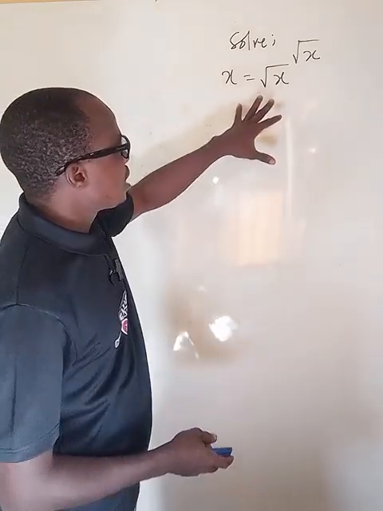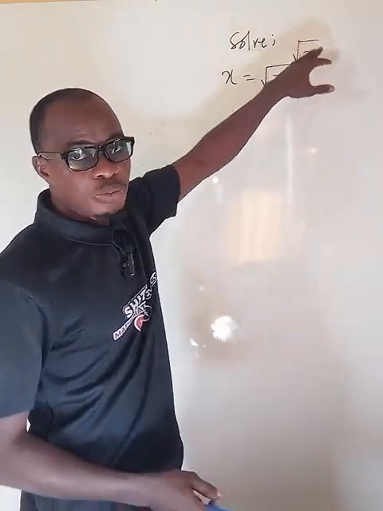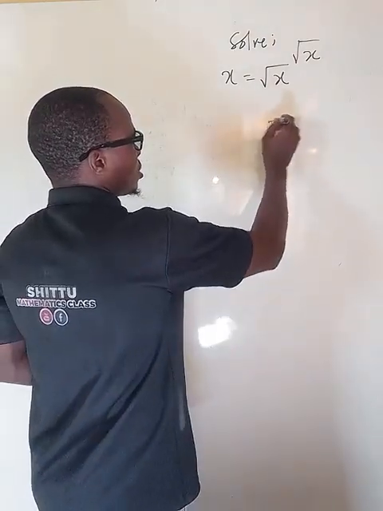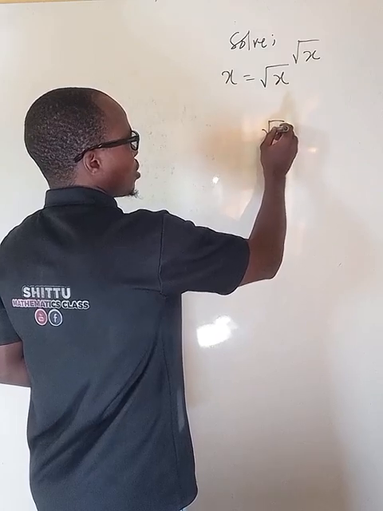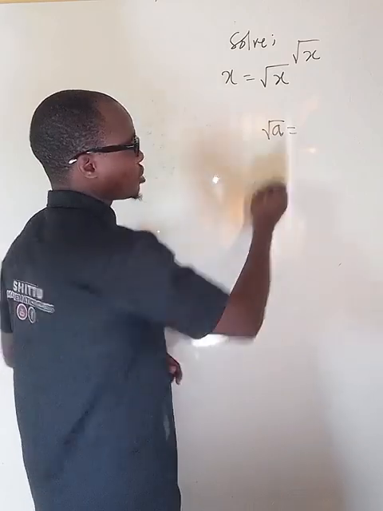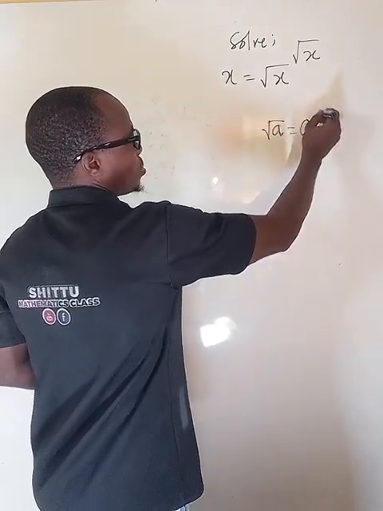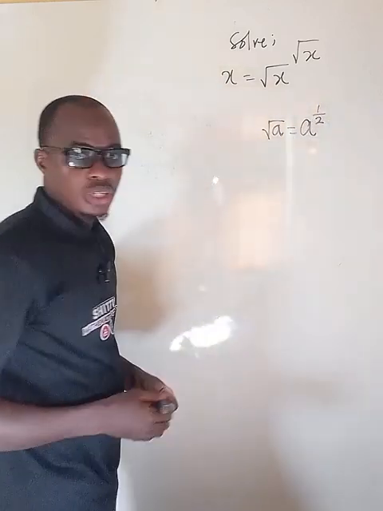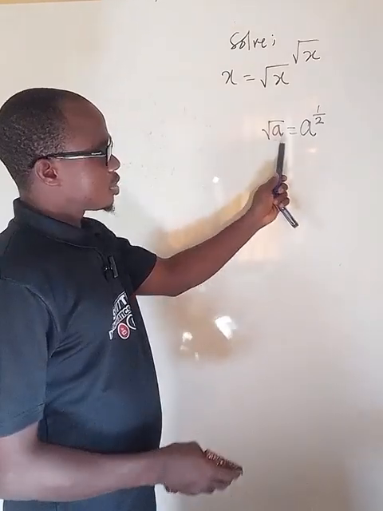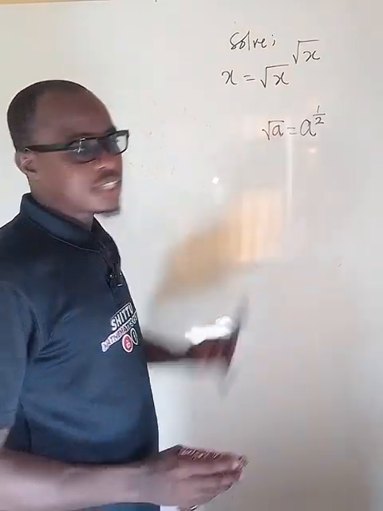Now here we have x equals root x to the power of root x. Firstly, recall that if you have root of a, from the law of indices, this will give us a to the power of 1 over 2. I want you to recall that and take note of that.